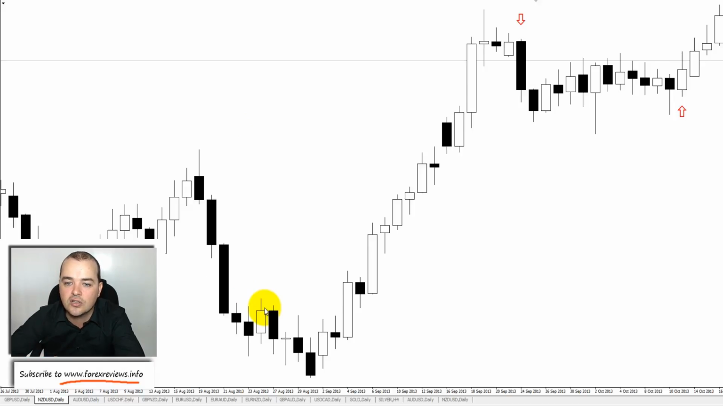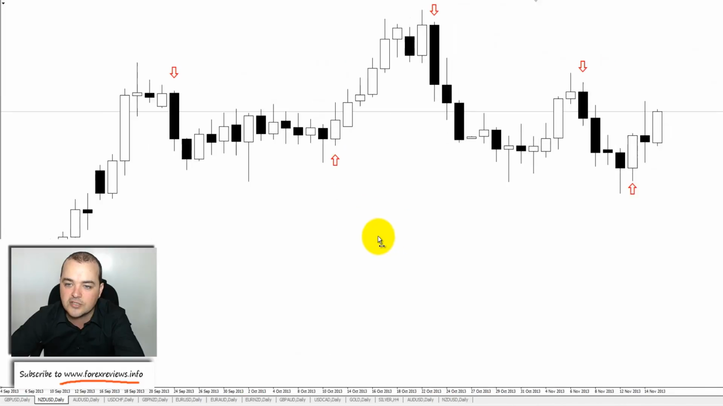Simple price action that works time and time again. When it breaks the lows or breaks the highs, when there's an engulfing candle at structure points, it usually means the market's going to continue in that direction based off sentiment.